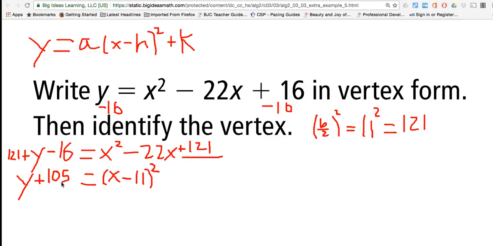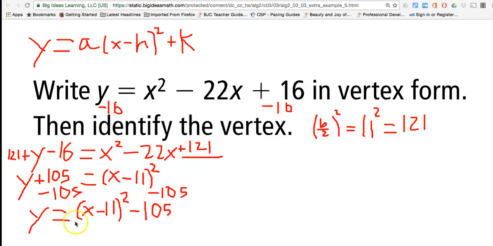And now this side is already starting to look like our vertex form. The only thing we're missing is our k value here. But what you're going to see is that our k value actually comes from isolating y. We're going to want to subtract 105 from both sides so that we can get our y value by itself. So when we subtract 105, we get y by itself, which it needs to be in vertex form, and we're going to get x minus 11 squared, and we have minus 105.